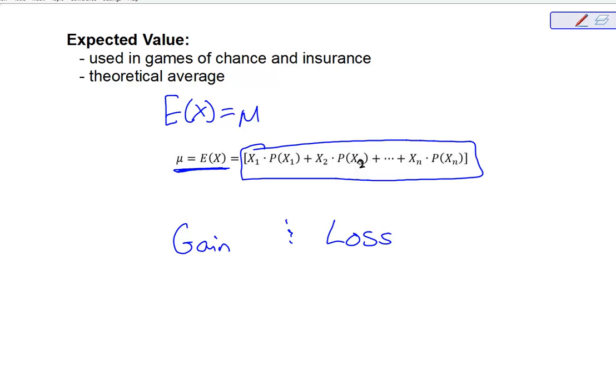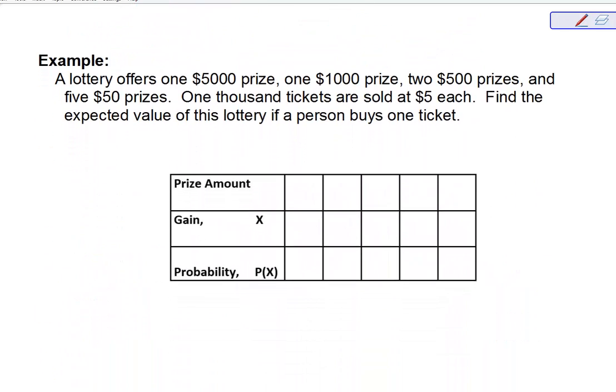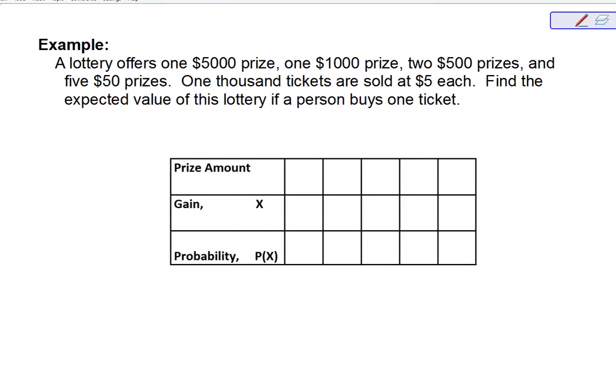Let's look at an example to see what I'm talking about. Here's an example of a lottery that offers one $5,000 prize, one $1,000 prize, two $500 prizes, and five $50 prizes. 1,000 tickets are sold at $5 each. Find the expected value of this lottery if a person buys one ticket.